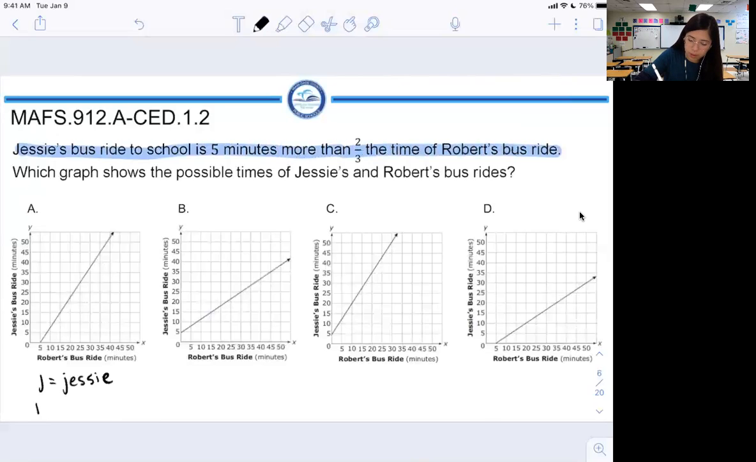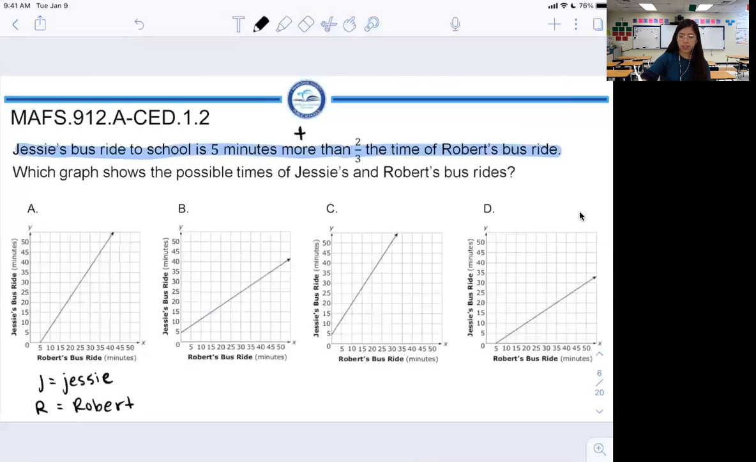And let's call Robert's bus ride R. I'm just going to reread that one more time. Jesse's bus ride is 5 minutes more. So more, I know that's going to be a plus sign. It's 5 minutes more than 2/3 the time of Robert.